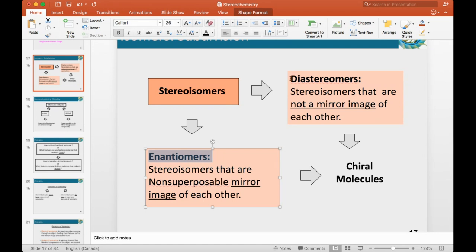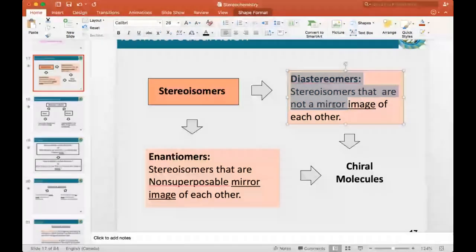On the other hand, there are compounds that have the same molecular formula, same connection, different orientation in space, so those are stereoisomers, which are not a mirror image of one another. So basically, two compounds that are not a mirror image of one another, but they have the same connectivity and molecular formula, these two can be classified as diastereomers. And diastereomers, in fact, do have different physical and chemical properties.